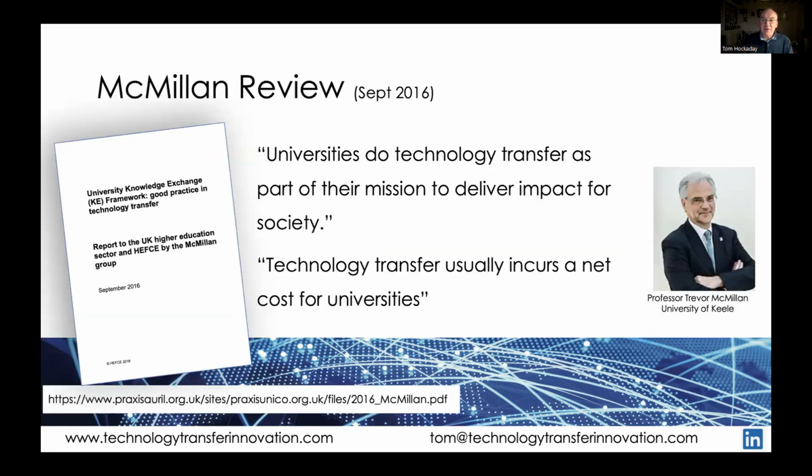There was a very good report that came out in the UK in 2016, which I recommend to people interested in this. And this was conducted by a professor, vice chancellor of a UK university in Keele, Trevor McMillan. And it came to the conclusion, universities do technology transfer as part of their mission to deliver impact for society, just like they do teaching and research and run museums and scholarship and look after libraries and have sports centers. It's part of their mission to deliver impact. And technology transfer usually incurs a net cost for universities. Really, really important. There's only a very small number of universities in the world that make money out of this. It's a cost to a university, but it's a cost the university and the government can embrace because it's benefiting society. So that's really the way to think about this.